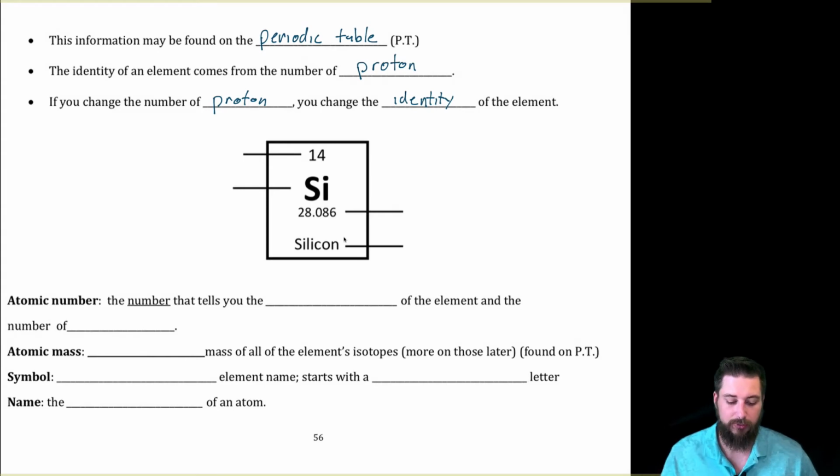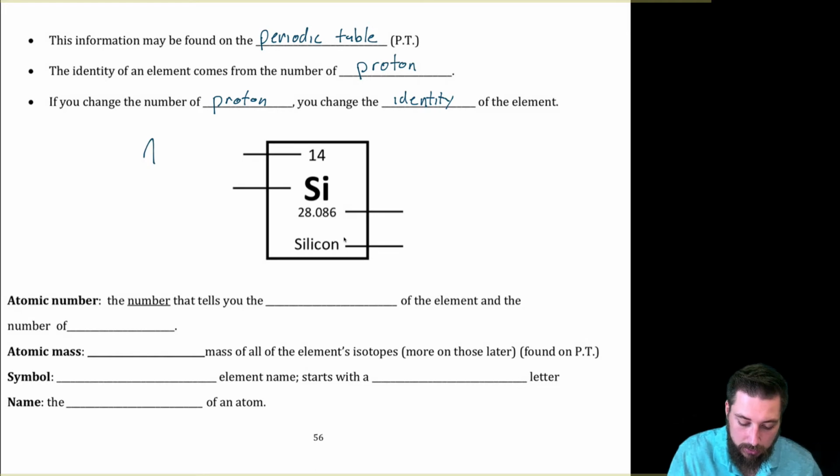We're going to talk about the four pieces of information that we can get from the periodic table. Now, some periodic tables have a little bit more, some have less, but these are the four main things you can get from the periodic table. The first thing is the atomic number. The atomic number is this number right here.